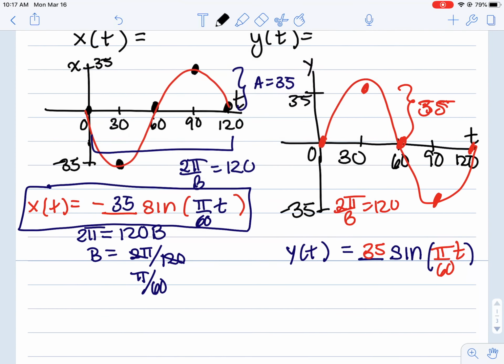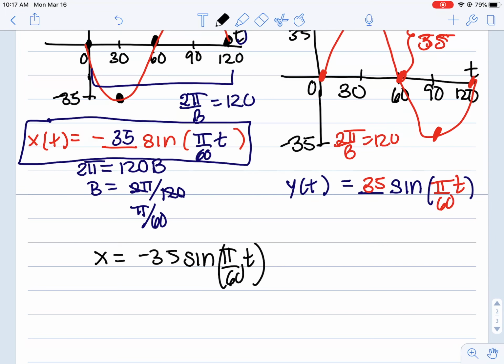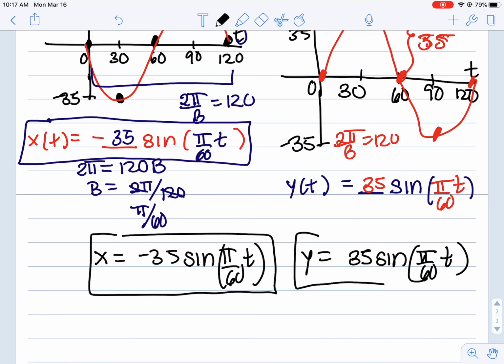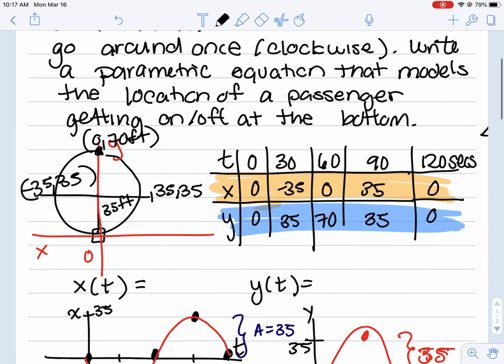Okay. So again, we wrote an equation for x. And we wrote an equation for y. And that's it for this example.